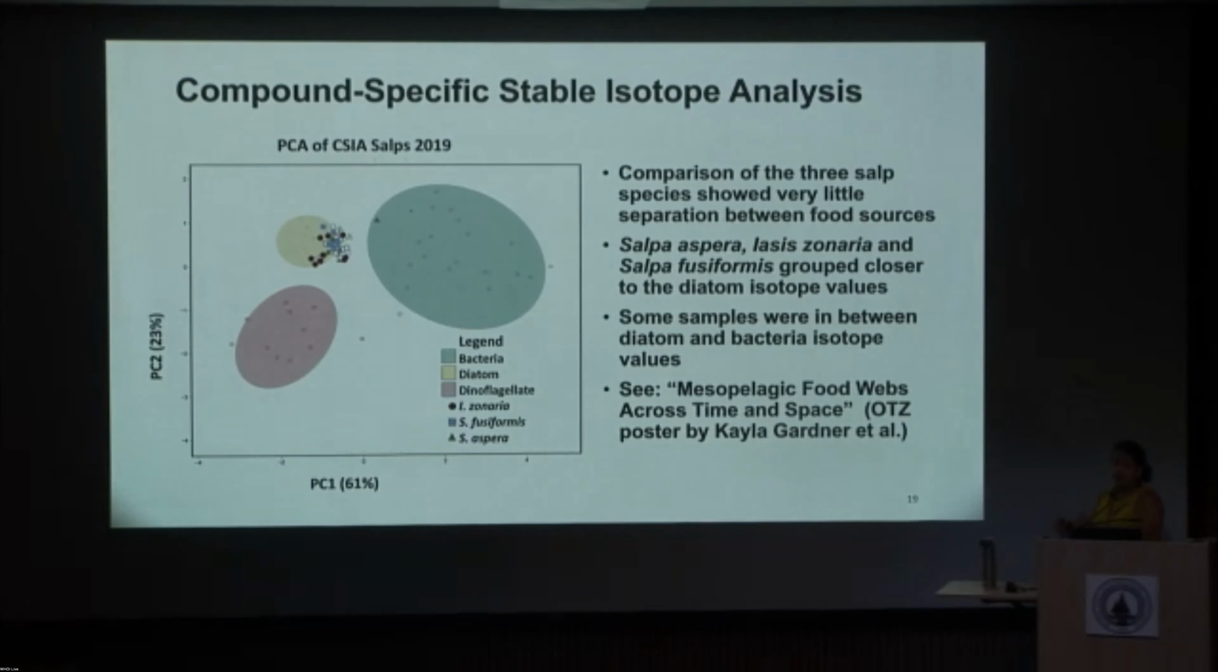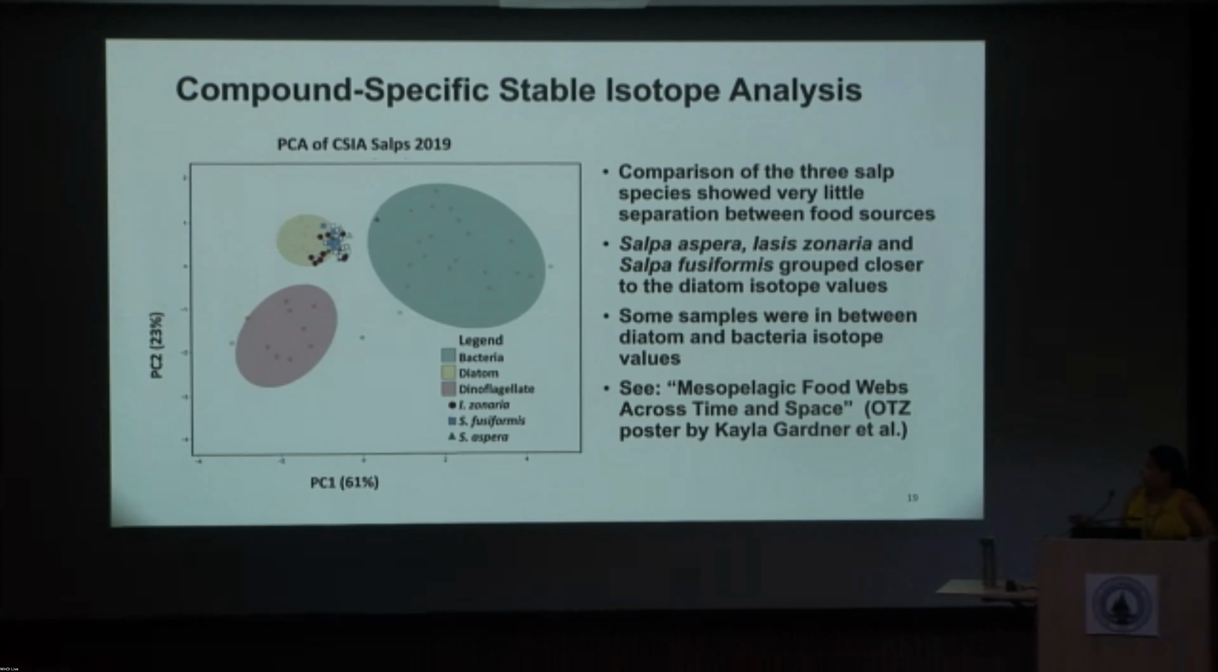So now moving into the isotope analysis that Kayla carried out, she compared also the 3 species only for 2019, and the results show that the 3 species show very little separation between food sources. So over here we have the food sources in the different color ovals. So bacteria is over here, diatoms and dinoflagellates, and here you can see the species. Iasis zonaria are the circles, Salpa fusiformis the squares, and Salpa aspera the triangles. So there was little distinguishing or separation between the salp species.